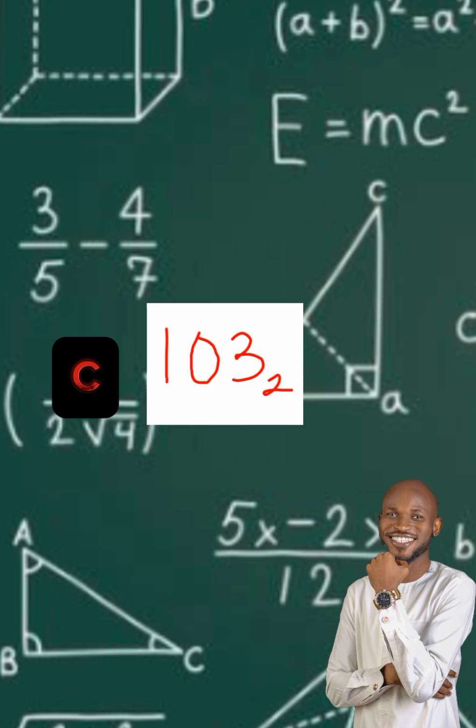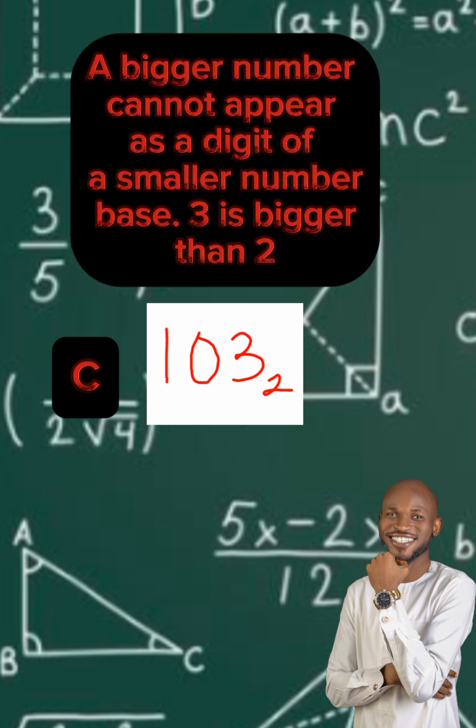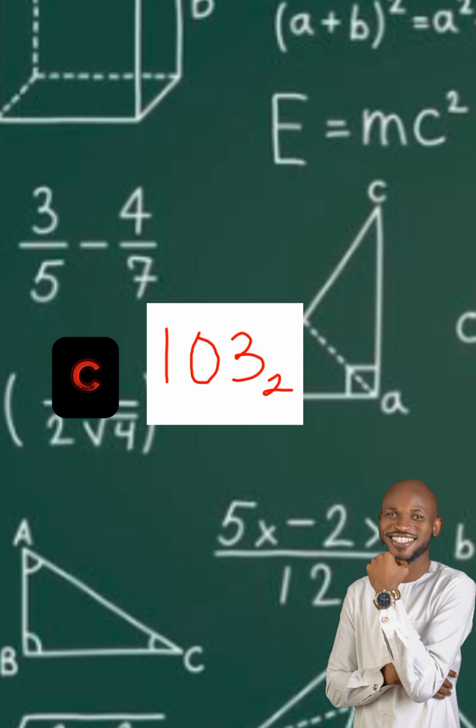C, we have 103 in base 2. Now this is not correct. 103 in base 2 is not correct because we have a digit there, the number 3. Now the digit 3 there is bigger than 2. Now in a number base system, you can't have a bigger number appearing in a base that is smaller. So 3, 4, 5, 6, 7 cannot appear in base 2.